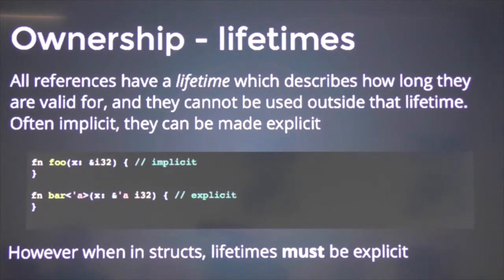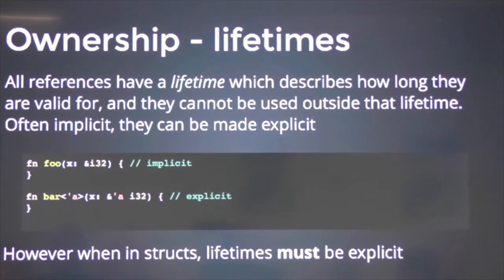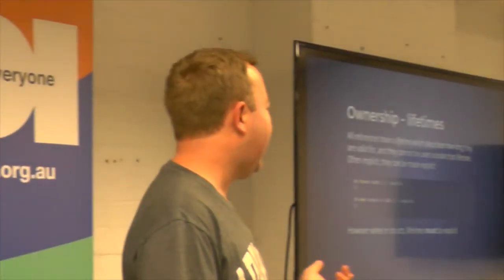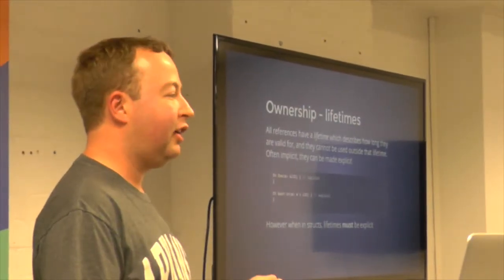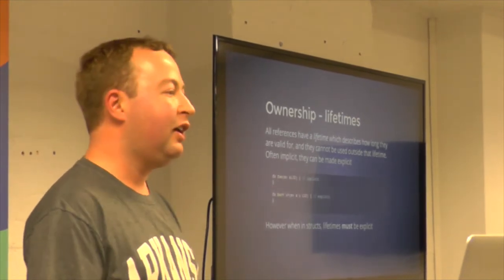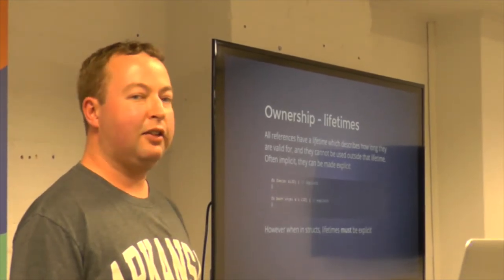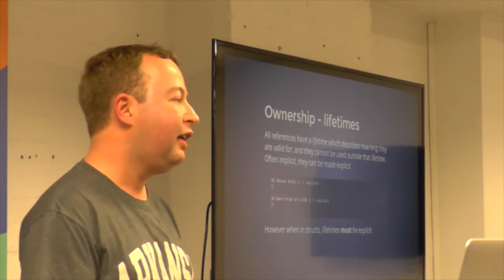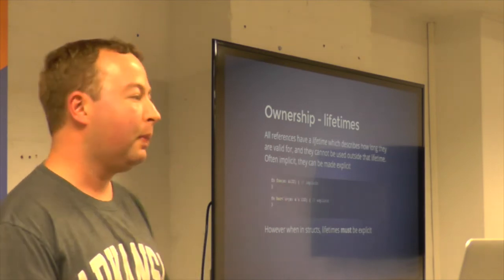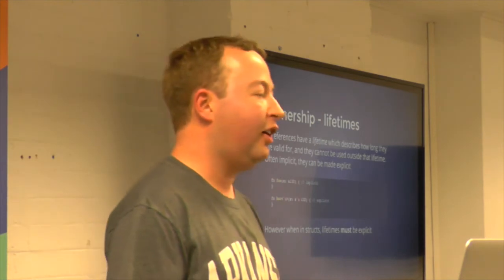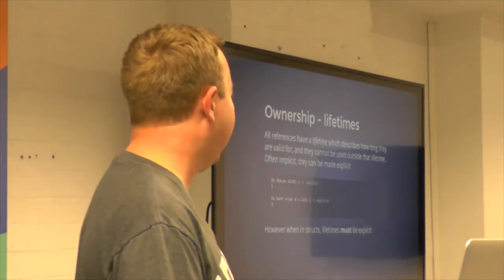The main place where lifetimes have to be written explicitly is when you're declaring a reference in a structure. If you have a structure that has a reference to something else, you have to know how long that reference is valid for. The most common way is just to put a quote A in the type of the structure and then use quote A again on the reference, just to say that this reference is valid as long as the structure itself is valid, which is most of the time what you want to do. But Rust does force you to write that down, just so it knows that's really what you want to do there.